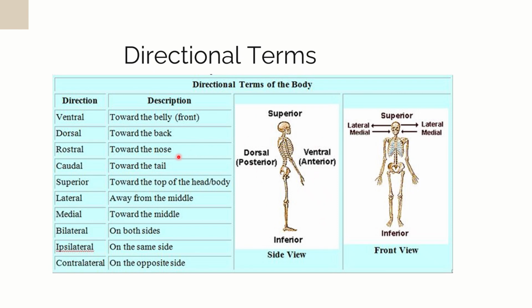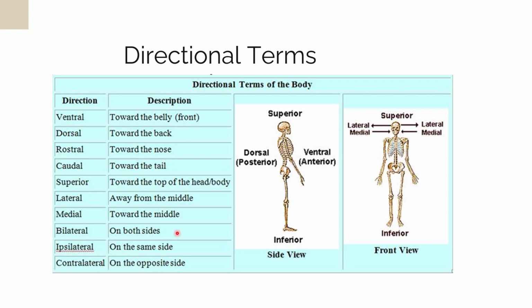Rostral means towards the nose. Caudal means towards the tail. Superior means towards the top of the head or body. Lateral means away from the midline. Suppose this is the midline. Lateral means away from the midline. Medial means towards the midline.